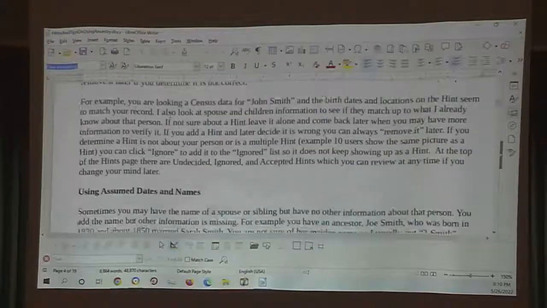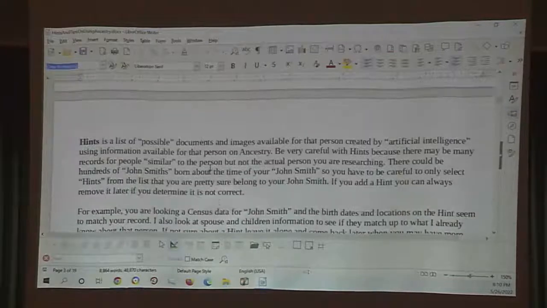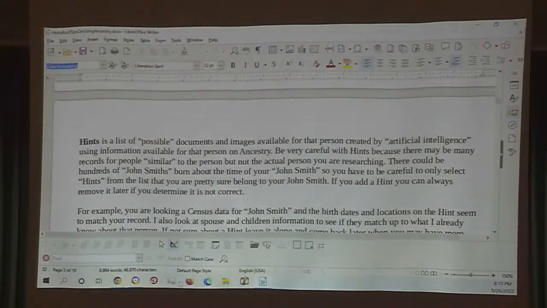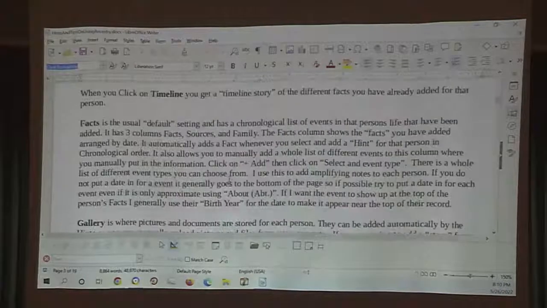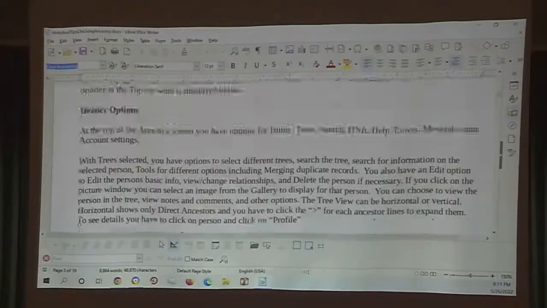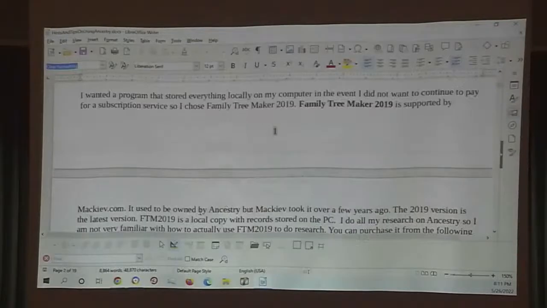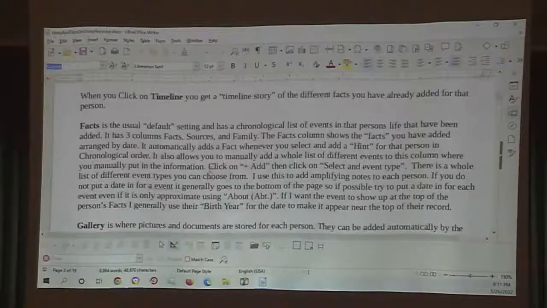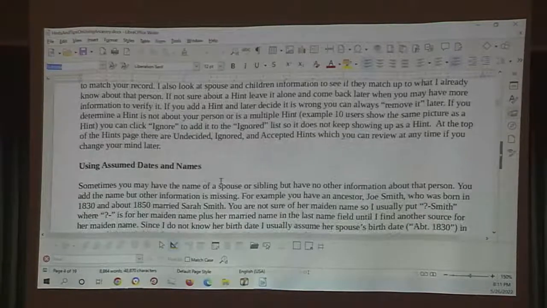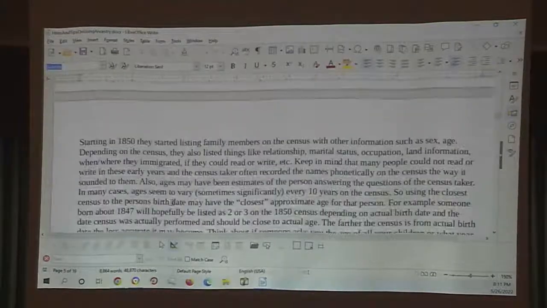Census data. I'm just trying to make sure I haven't missed anything. You've used hints before, and you need to be very careful with hints, because you look at a hint and there's 10,000 Joe Smiths, and which one is your Joe Smith? Gallery, we talked about facts, Ancestry page layout, dual screens. I think I covered most of the topics. I do have one more hint I want to give you, which I talk about at the very end here. Census data: do not use the census masters.